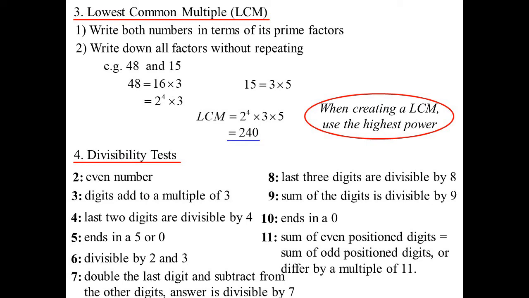Let me put it up. Okay. The sum of the even position digits equals the sum of the odd position digits, or will differ by a multiple of 11. All right, give me a number.